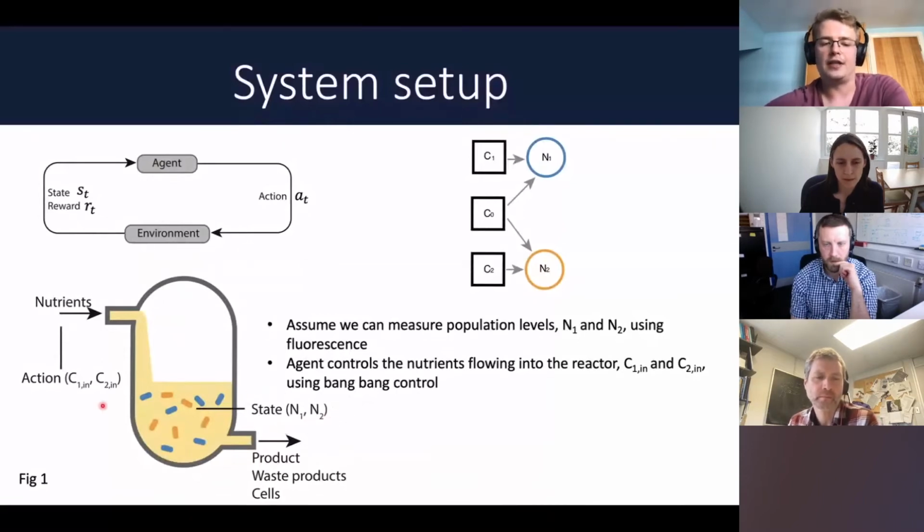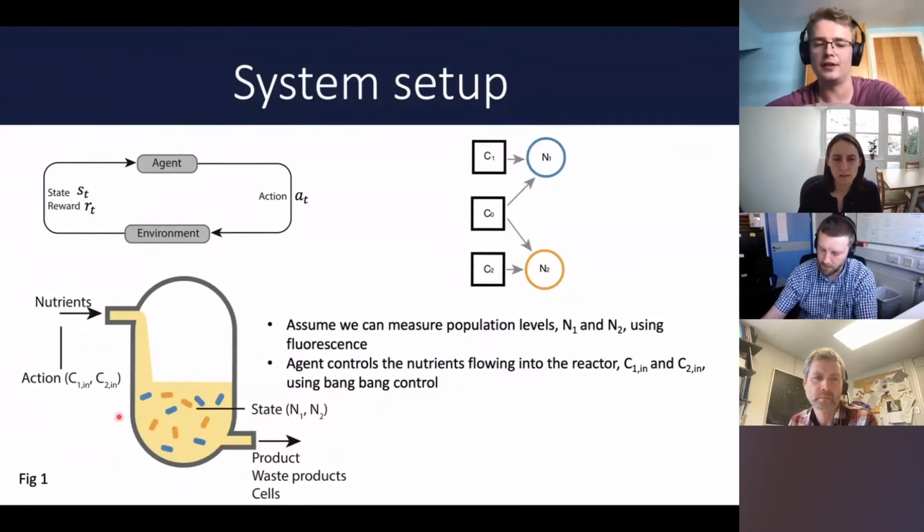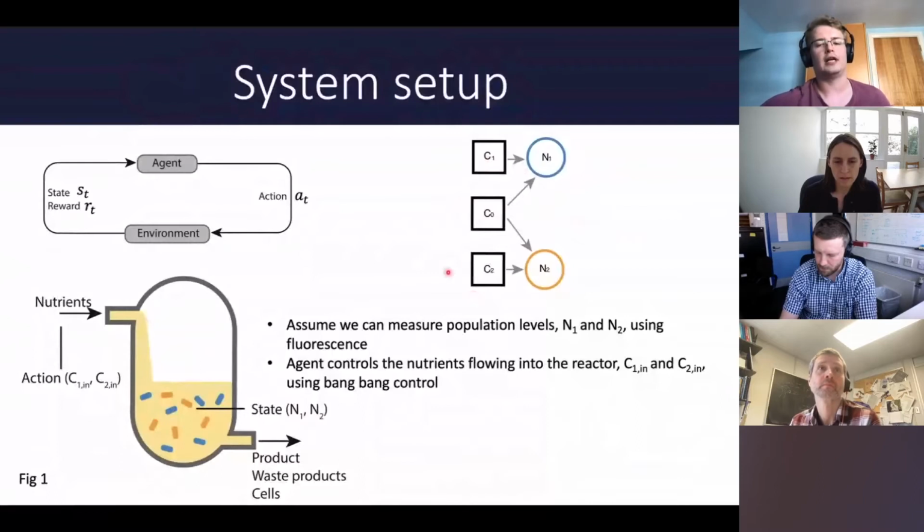And then the actions that the agent takes are to control the nutrients into the bioreactor. So we model the situation in which both of these bacterial strains are auxotrophs, which means they're dependent on a certain nutrient. And the agent controls those nutrients to control each population. There's a diagram up here. So we have our 2 strains. They each have an independent nutrient, but then they both compete over the carbon source. So we have competition there as well.